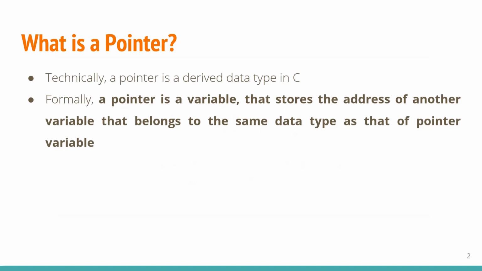Formally, a pointer is a variable that stores the address of another variable that belongs to the same data type as that of the pointer variable. Let us try to understand this seemingly complicated definition in detail. But before that, we will list some of the benefits of using pointers.